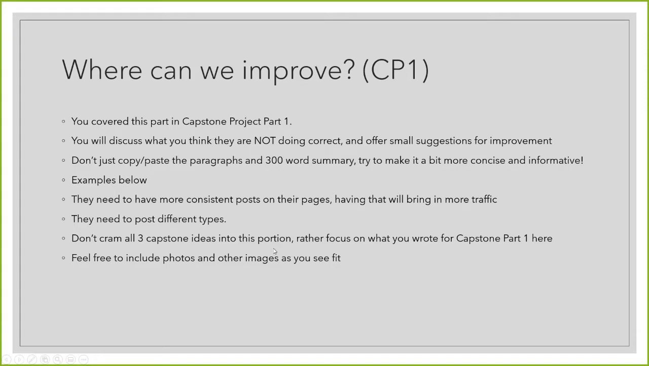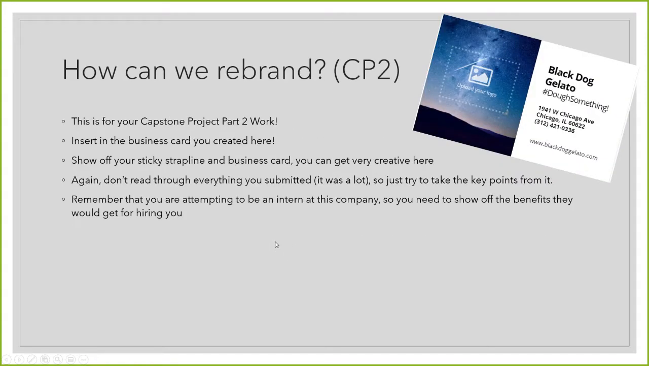After you have these ideas of improvement, what you could do is shift into your capstone part 2. So how are you going to rebrand this? You could say stuff like, this is our business card. Remember with your capstone part 2, you started rebranding. Show off that sticky strap line.